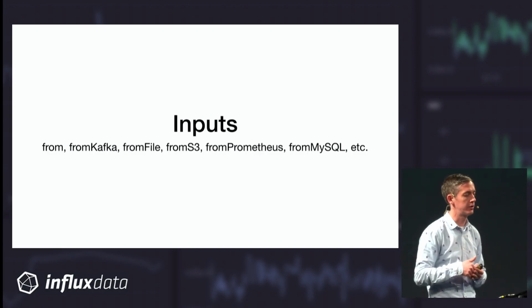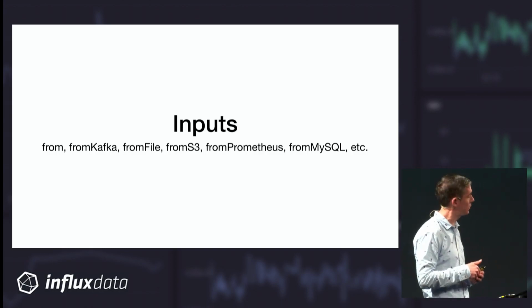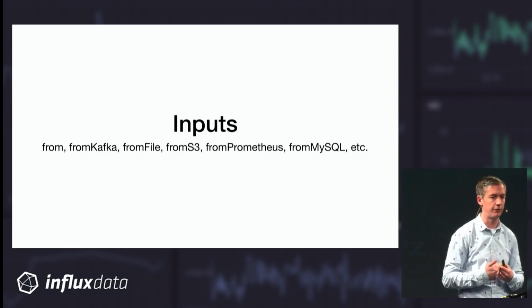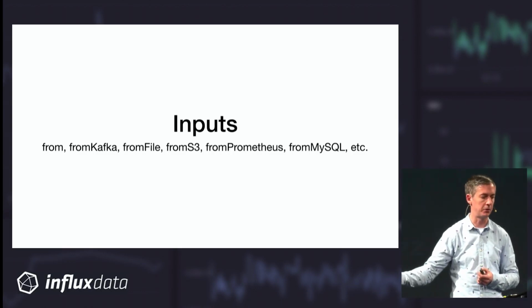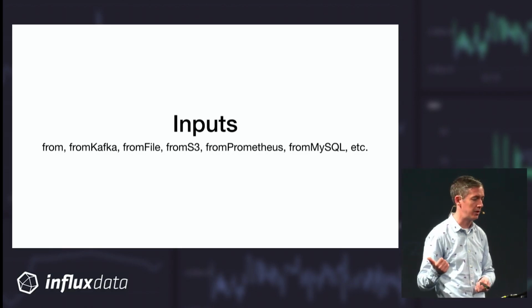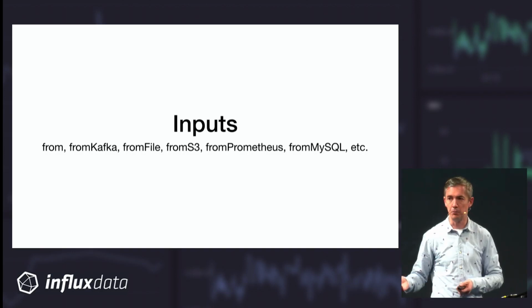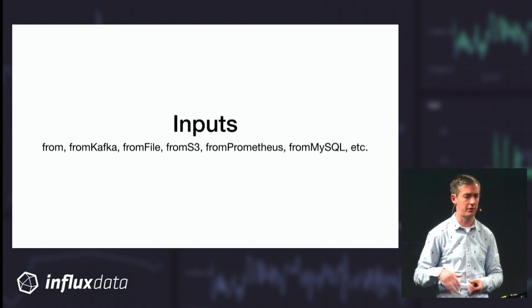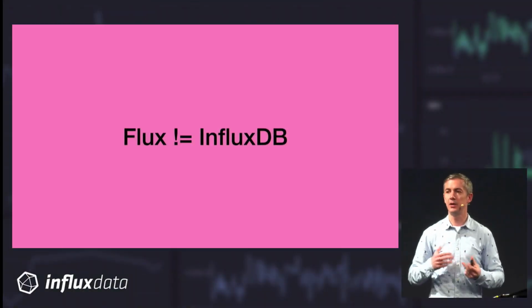So inputs, we're going to support a bunch of stuff. I'm not totally sure what we're going to support on day 1. From is from InfluxDB. We could have from Kafka, where you're pulling a bunch of data from a Kafka log. From a file, could be CSV, could be JSON. From S3, from Prometheus. We actually have a pull request up right now that takes some code that I wrote in August to bring it into the new engine style to basically query Prometheus data and work with it in Flux. From MySQL.